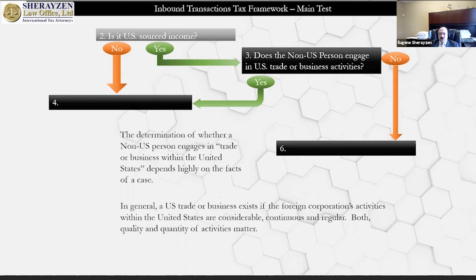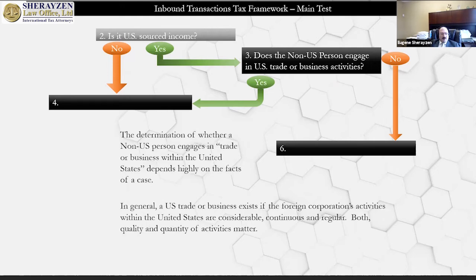It is even more so when we talk about US trade or business activities, because there is no actual definition of what is a US trade or business activities. It is highly fact dependent. However, based on the cases and the IRS guidance, I've given you sort of a general rule. A US trade or business exists if the foreign corporation's activities within the United States are considerable, continuous, and regular.